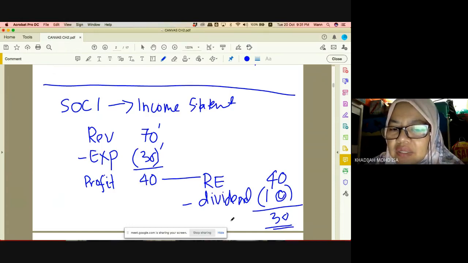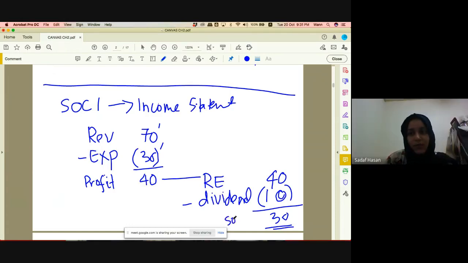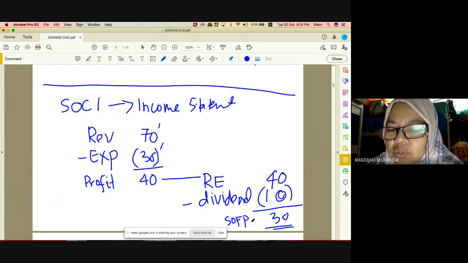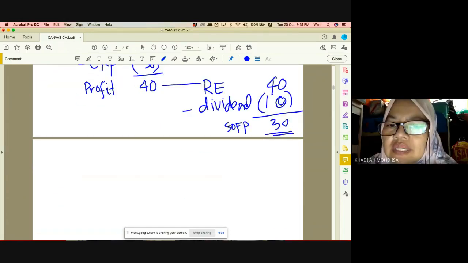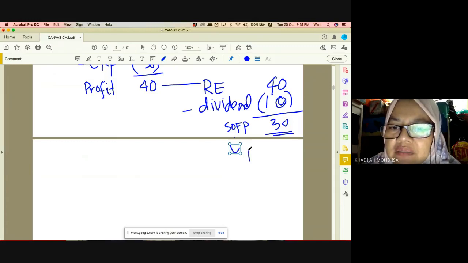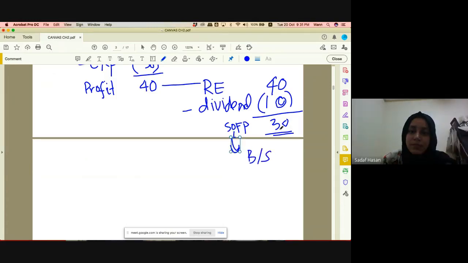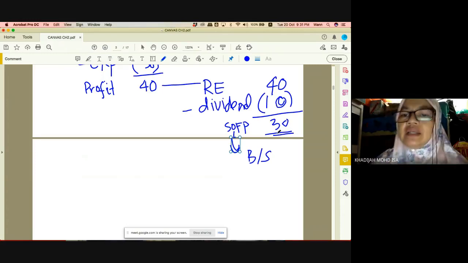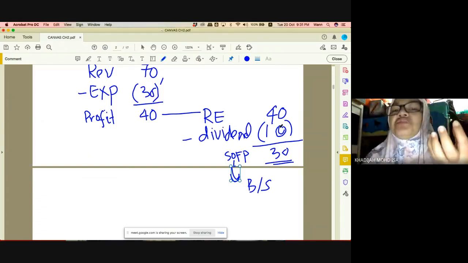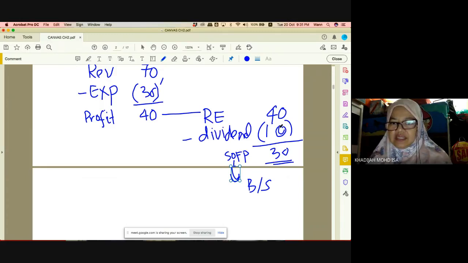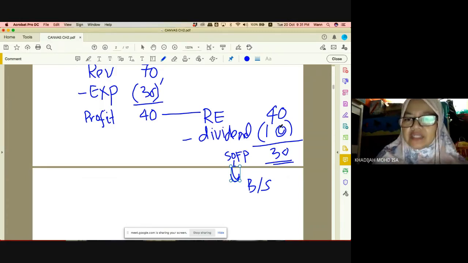So this 30 goes into your SOFP. What is SOFP? Statement of financial position. In other words, your balance sheet. So the one that goes into your balance sheet is this 30 retained earnings. It means that the company made a profit of 40, but because you pay 10,000 dividend, the amount which is retained in the business is 30,000. That's why it's called retained earnings.